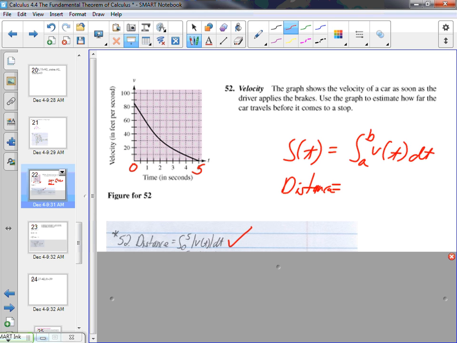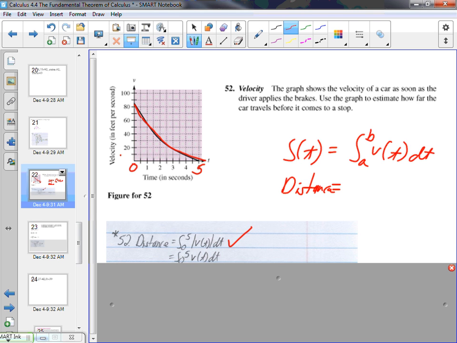Okay. Now, this is the graph, and the graph shows the velocity. So the velocity is always above the x-axis because the car's always going forward, so the velocity is positive. Are the absolute value signs doing anything? That gets me there. That was a nice way to get rid of the absolute value signs, wasn't it?